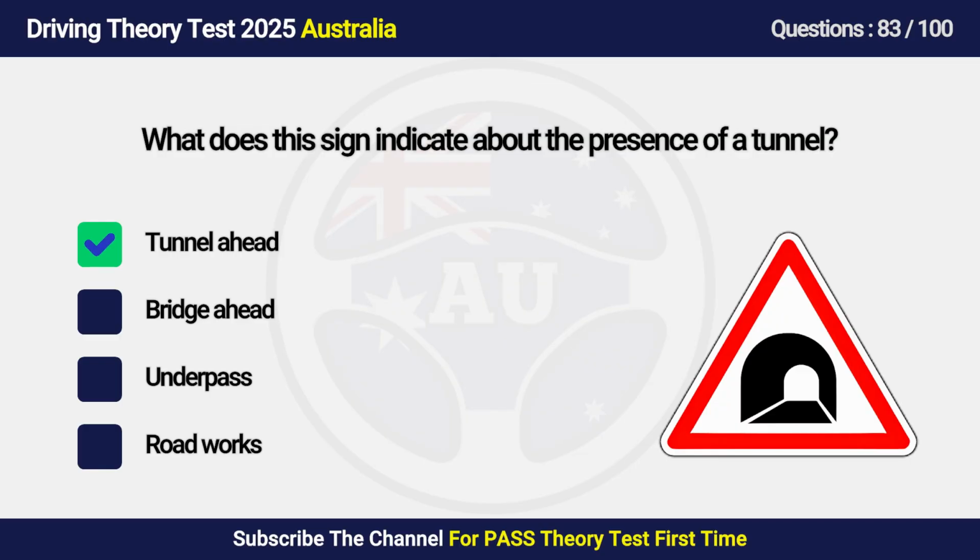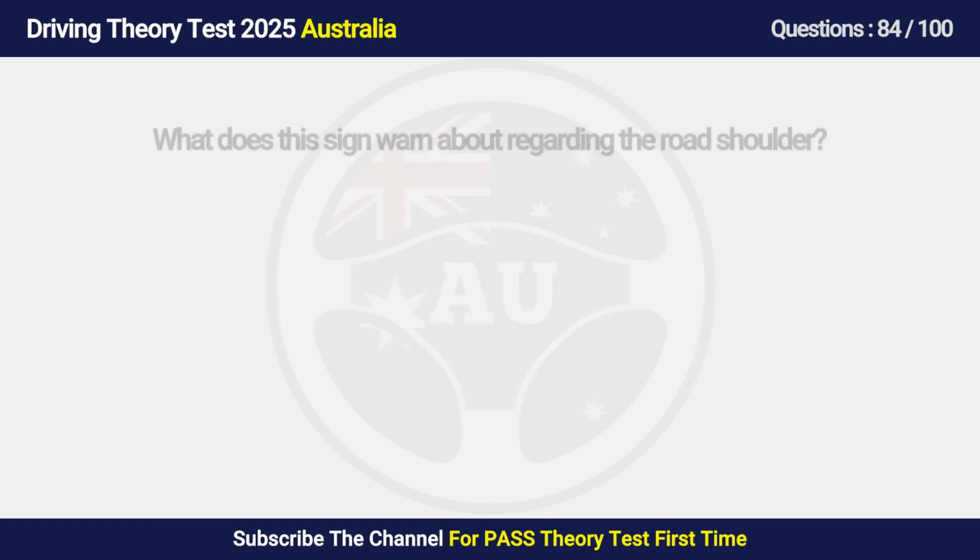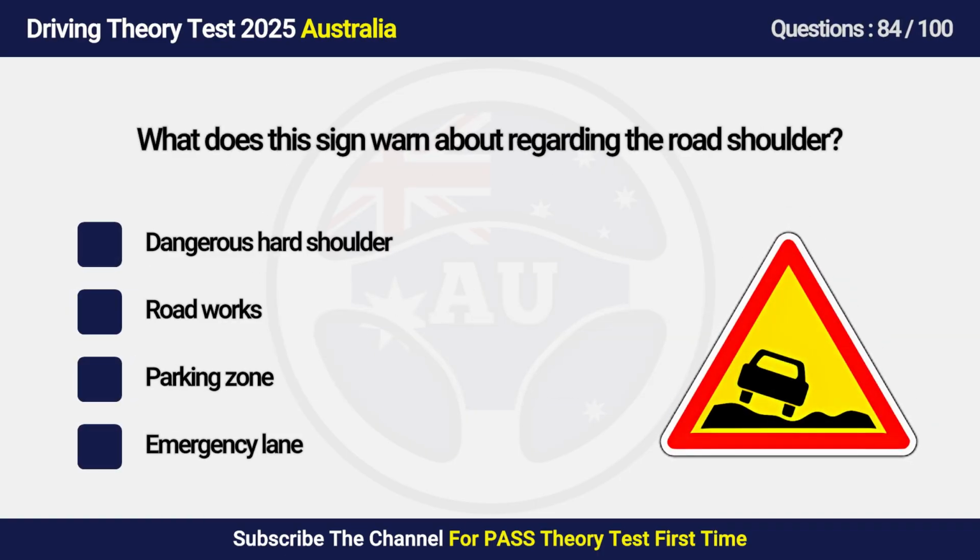Answer is A. Tunnel ahead. This warning sign indicates a tunnel ahead. Drivers should turn on their headlights, remove sunglasses, and be aware of potential changes in light and air quality when entering a tunnel. Question 84. What does this sign warn about regarding the road shoulder?